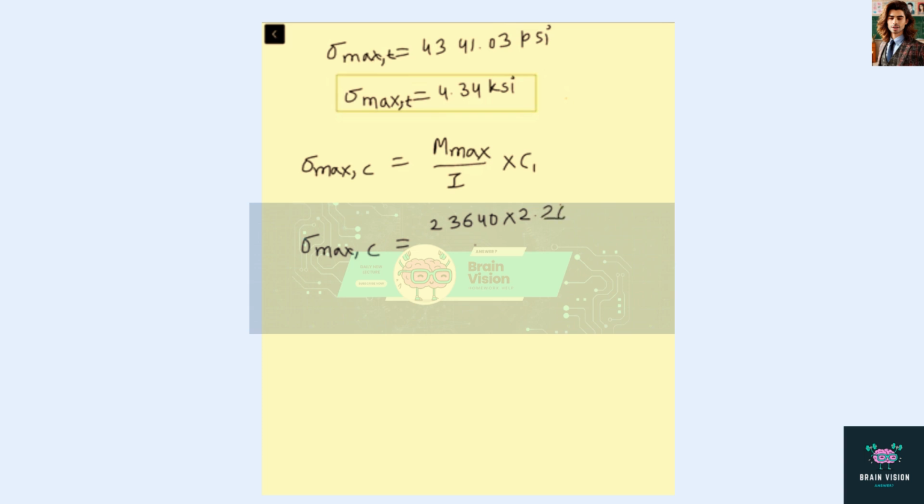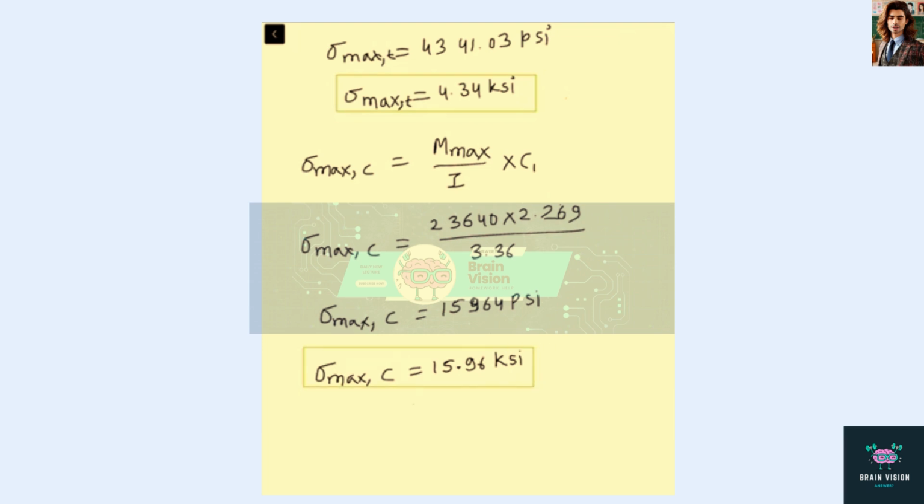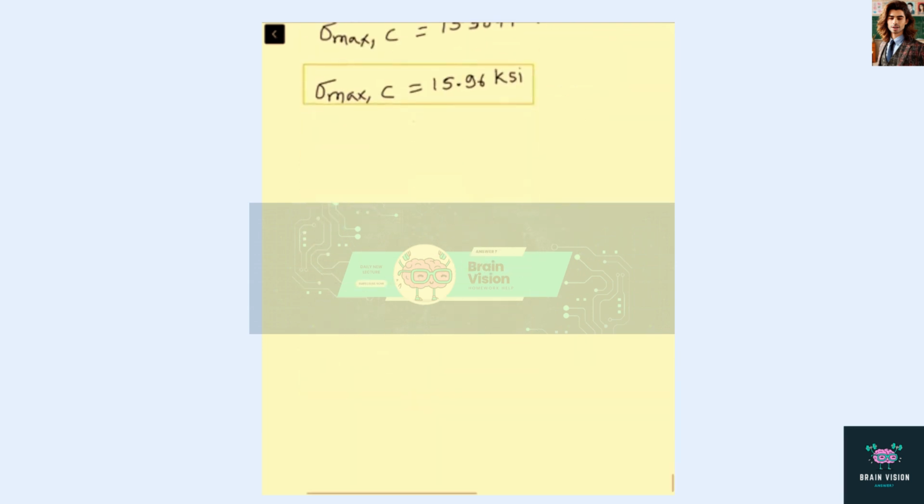Okay, so substituting the values, we get sigma max compressive equals Mmax is 23640 and C1 is 2.269 divided by I is 3.36. So from here we get sigma max compressive equals 15964 psi, or sigma max compressive is equal to 15.96 ksi. Okay, so this is the maximum compressive stress in the cantilever beam.